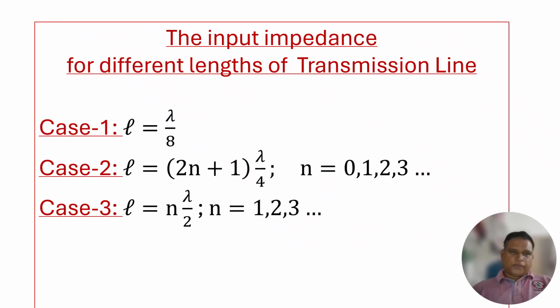For the input impedance at different lengths of transmission lines, we will see case 1, the transmission line length L is equal to lambda by 8; case 2, the transmission line length L is equal to 2n plus 1 times lambda by 4; and case 3, the transmission line length L is equal to n times lambda by 2, where n is equal to 1, 2, 3 and so on.